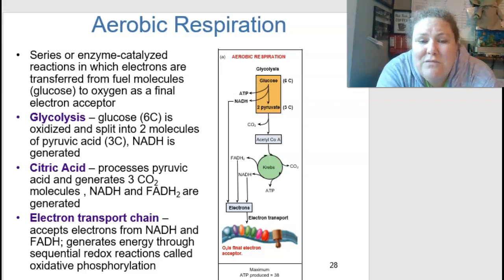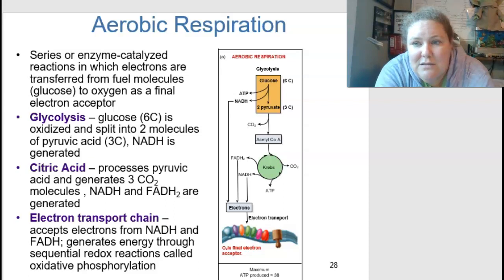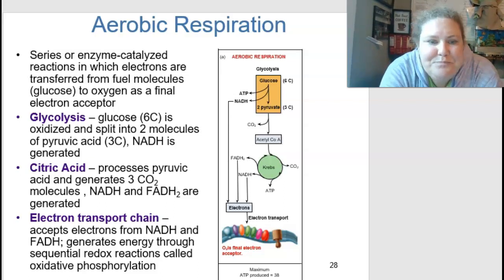We have glycolysis, which I call step 1, and this is where a 6-carbon glucose is oxidized and split into 2 molecules of pyruvate, otherwise known as pyruvic acid. And again, remember, things have to equal. So if we have 6 carbons and we split it into 2, that means that our pyruvate are each going to have 3 carbons, right? And then NADH, our cofactor, is going to be generated. So we have 1 full taxicab.